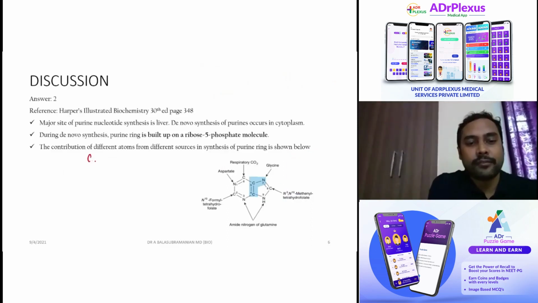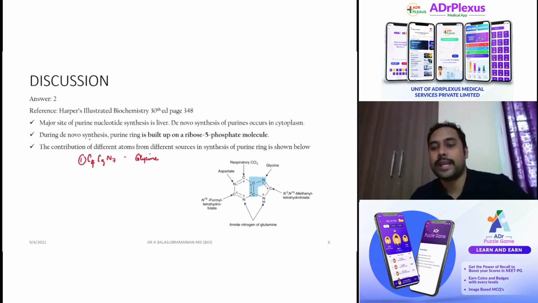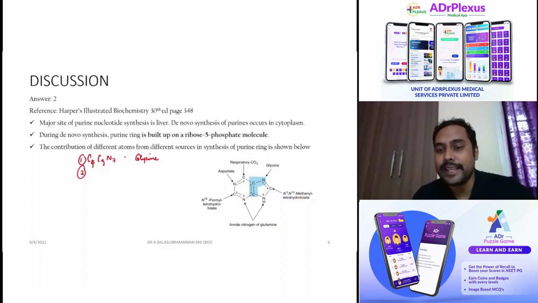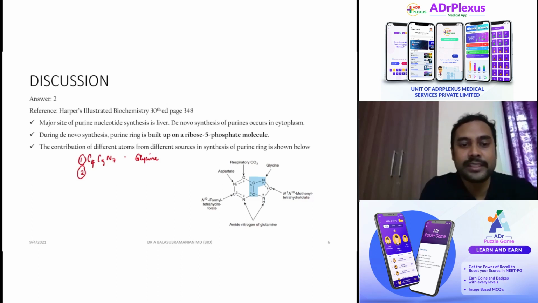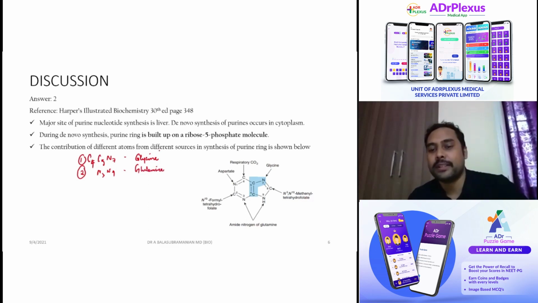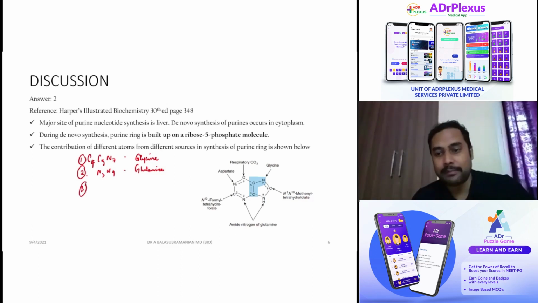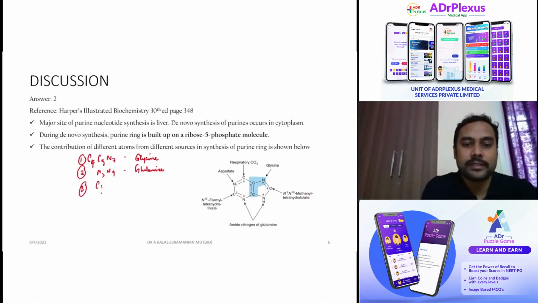See, C4, C5, N7, all of them come from glycine. Point number 1. Okay. Point number 2. The nitrogens in position 3 and position 9, they both come from glutamine. Okay. Then the carbons. Look at the carbons. The carbons at position C8 and C2.